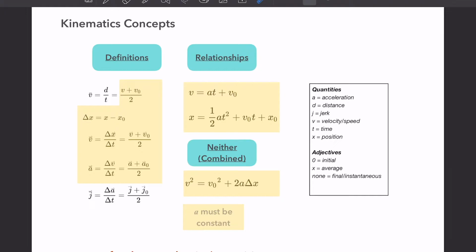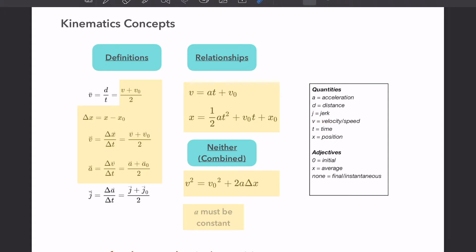So in this case, we have v, which stands for velocity or speed. If it is speed, the line over the top means average. So the average speed is always, always, always the total distance divided by the total time. In some conditions, it is also equal to the instantaneous velocity plus the initial velocity over 2.